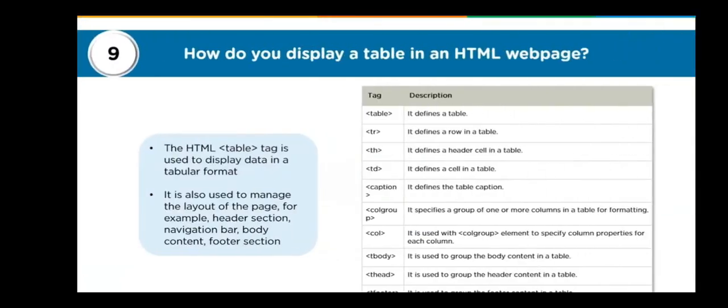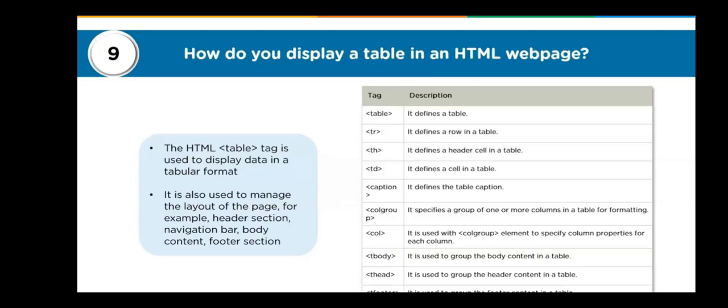How do you display a table in an HTML web page? So a table in HTML can be created or displayed using the table tag. It is also used to manage the layout of the page, for example, header section, navigation bar, body content, footer section, etc. So given below is a list of HTML tags used for displaying a table in an HTML web page. So we have table, tr, th, etc.